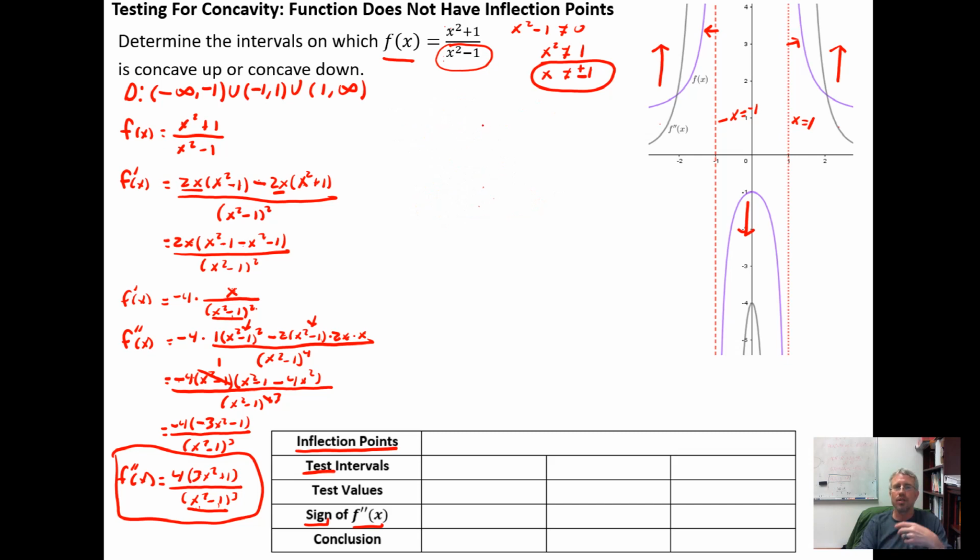So this is a case where if we try to determine where the second derivative is undefined or equal to 0, we discover that there are no possible locations for an inflection point for our function f of x. And that corresponds to the graphical evidence that we see over here.